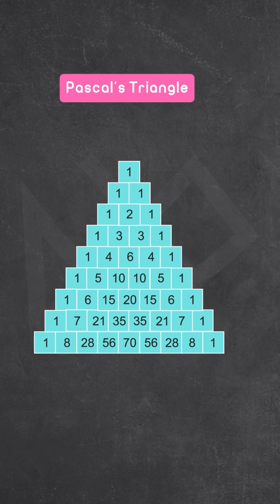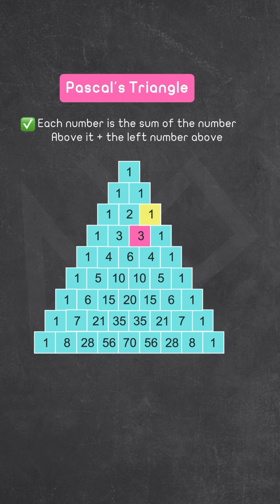So how can we construct Pascal's triangle? If we notice, each number is the sum of the number above it and the number to the left of that number. For instance, the 4 here is the sum of 3 and 1, and the 6 here is the sum of 3 and 3, and the 10 here is the sum of 6 and 4, and so on.